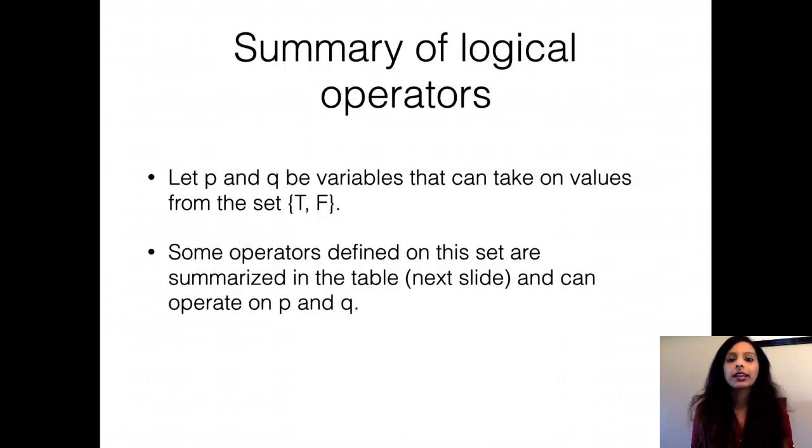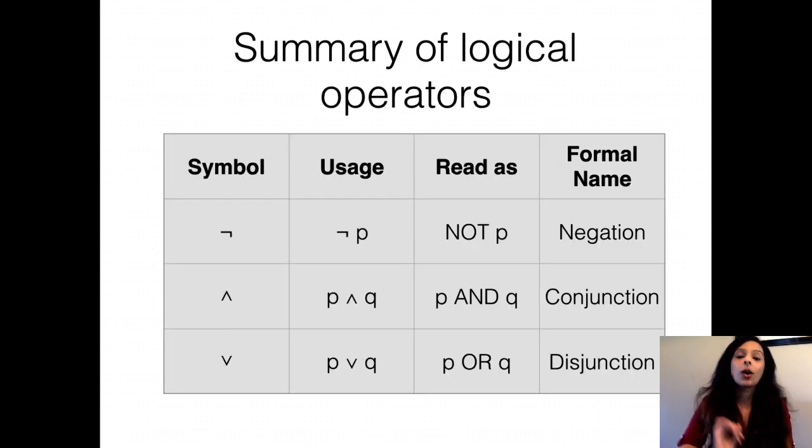So that's what I've kind of given you, right? If you take the set true and false, that's what it means. Anything in the curly bracket is a set. And therefore, you can now define the operators as follows. The symbols that I used, the negation symbol, the and symbol, and the or symbol. And then you can use them: negation of P, P and Q, P or Q. These are read as not P, P and Q, P or Q: negation, conjunction, and disjunction.